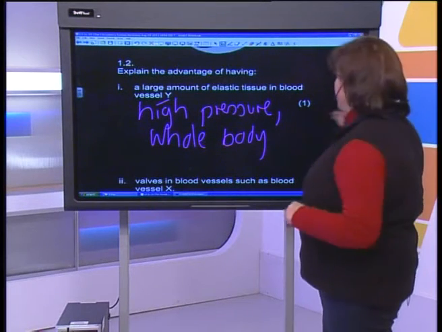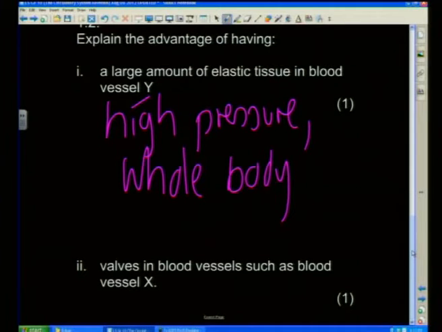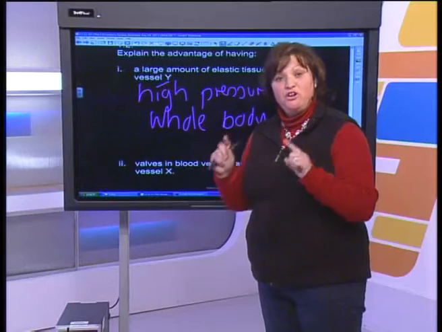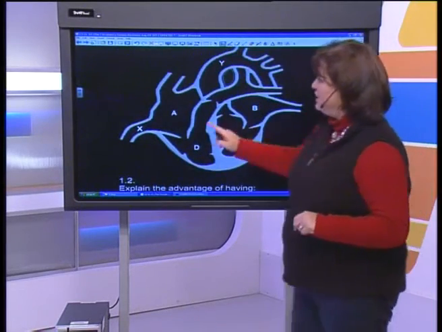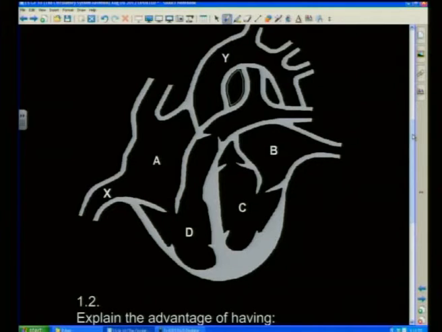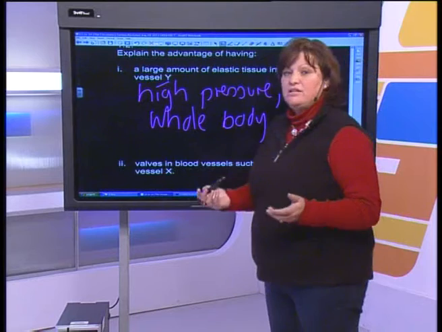If we look at the next question, valves in blood vessels such as blood vessel X. Again, we're tying it up to the blood vessel section. And if we look at X, as I said to you in the beginning, you see it's entering the right, and then we know that it's going to be a vein. Veins are under much lower pressure, and why do we need to have valves?